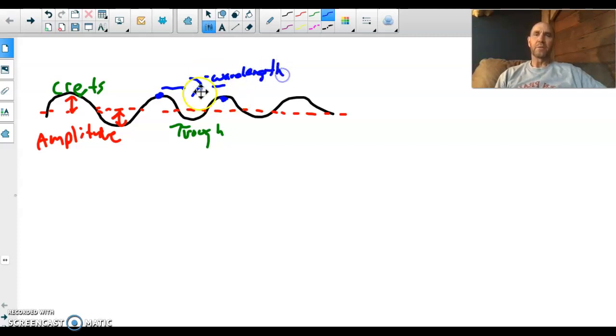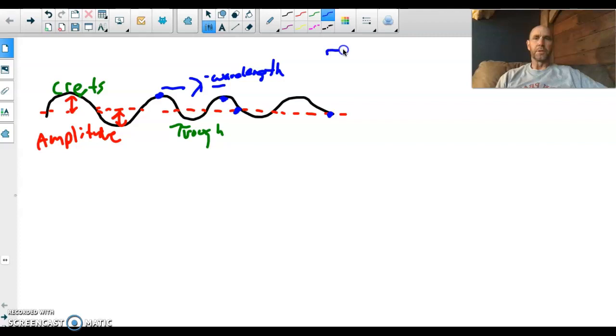Now, it doesn't have to be crest to crest. It could be trough to trough. It could be from this point to the next successive point where it crosses the midline. So the wavelength is the distance between two successive parts. Okay? A couple other equation things that you'll encounter that I want to just touch on.